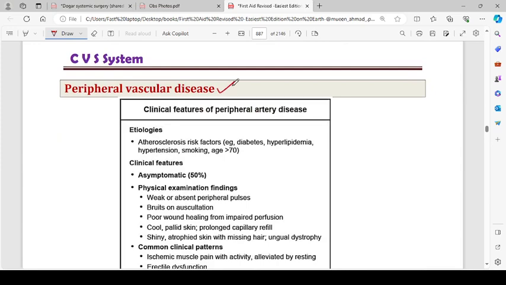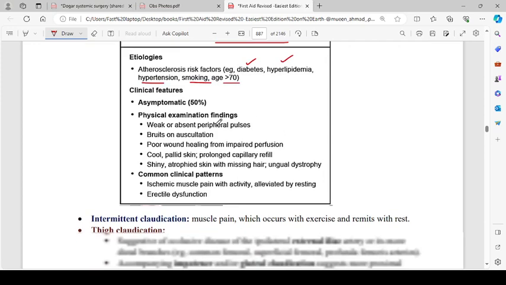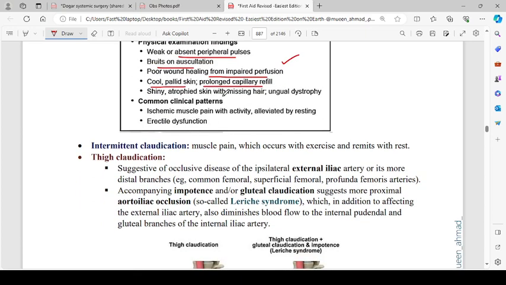Peripheral vascular disease. What are the clinical features of peripheral artery disease? The etiologies are atherosclerotic risk factors like diabetes, hyperlipidemia, hypertension, smoking, and age more than 70. The clinical features: it is asymptomatic in about 50% of the cases. Physical examination findings are weak or absent peripheral pulses, bruit on auscultation, poor wound healing from impaired perfusion, cool, pallid skin, prolonged capillary refill, shiny atrophied skin with missing hair, and ungual dystrophy.